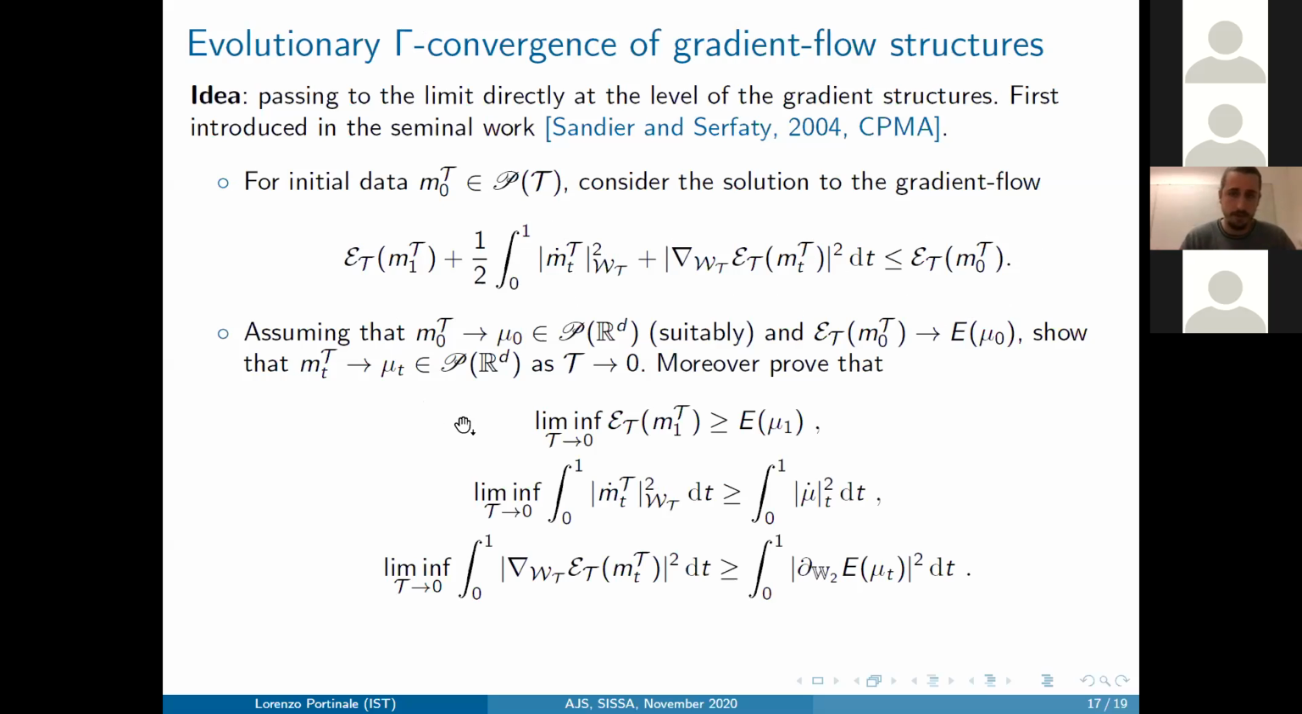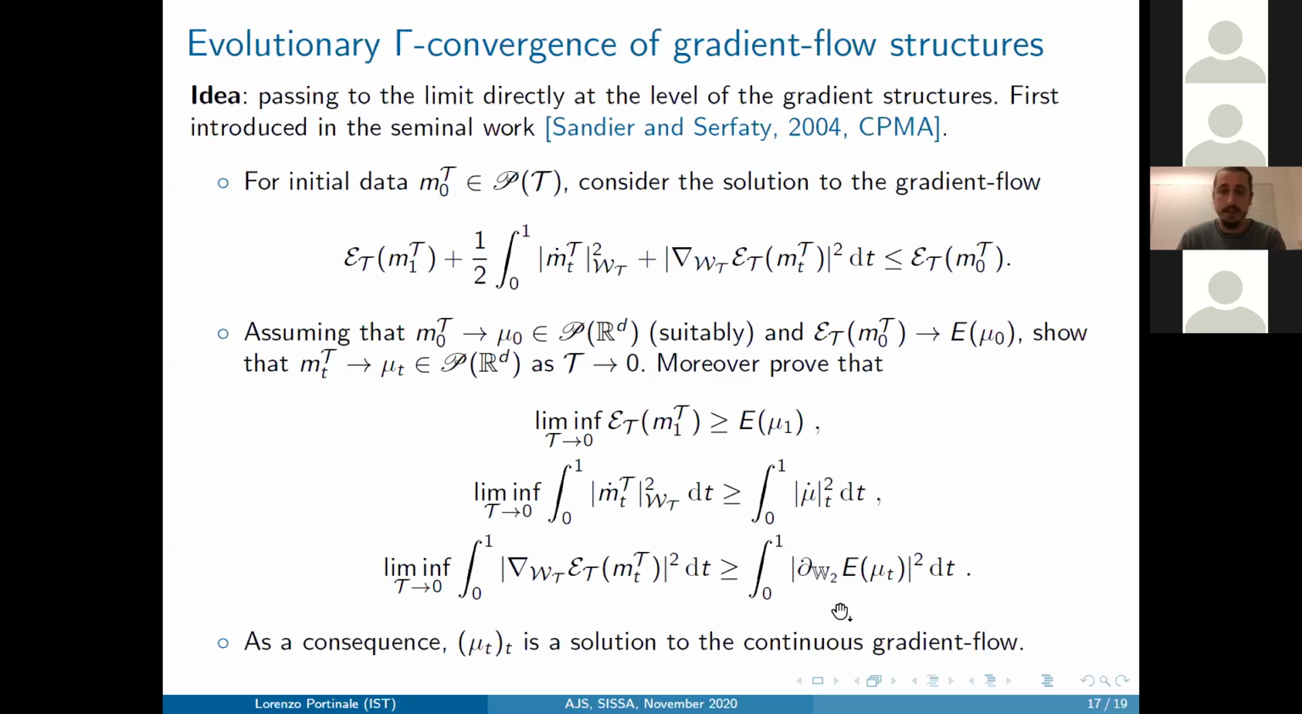In other words, if we're able to prove a result of this kind, so if we can pass to the limit the energy, the metric derivative, and the slope, so these are the two terms appearing in the dissipation part, then of course, because these three are satisfying this energy dissipation inequality, I can deduce directly from this that mu t must satisfy the continuous gradient flow equation.